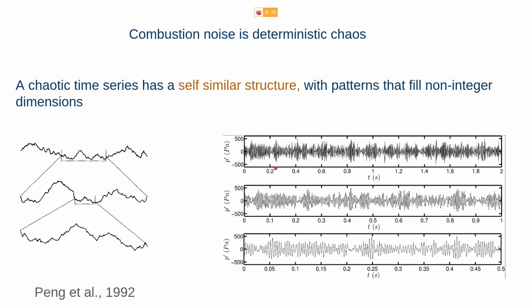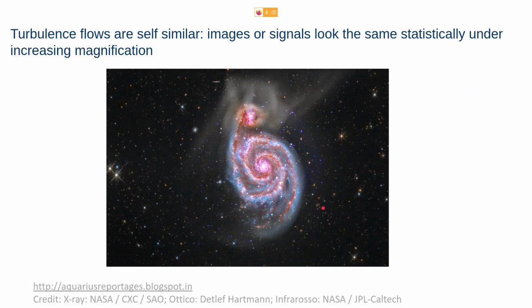And if you look into the pressure time series of a turbulent combustion, we can see the pressure oscillations during the chaotic fluctuations in the system. If you zoom in further, you will observe a similar thing, and if you zoom in further still, you observe this similar chaotic behavior shown by the system. So this kind of self-similar structure is shown by the system, and it is shown that combustion noise is actually a deterministic chaos.